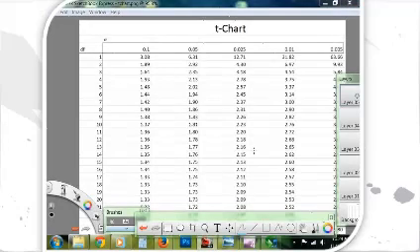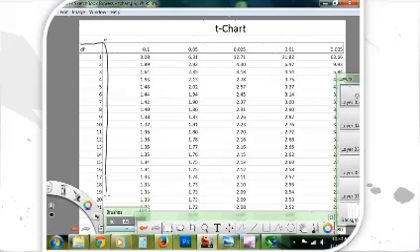Okay, so now I'm going to teach you how to read and use the t-chart. First thing you should remember is that you use the t-chart when your sample size denoted by n is less than or equal to 30. So every time you have a sample size that's lower than 30, you should use the t-chart. This column here, to the right, is your degrees of freedom.